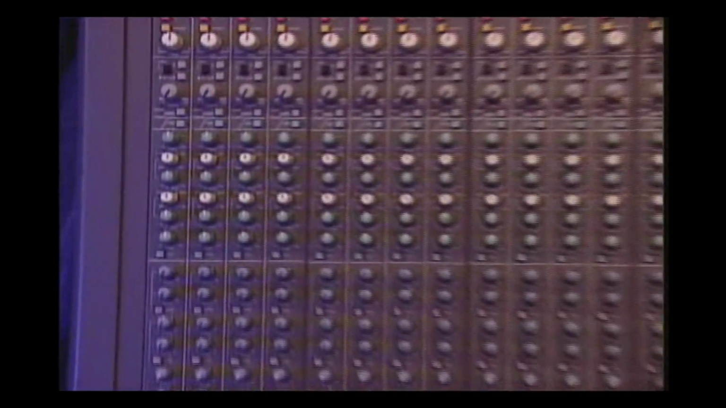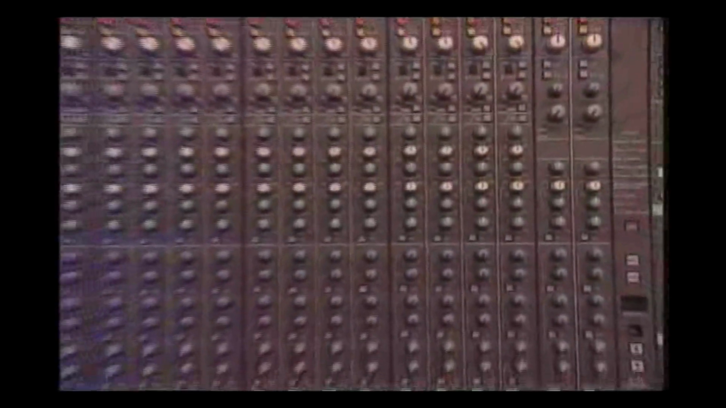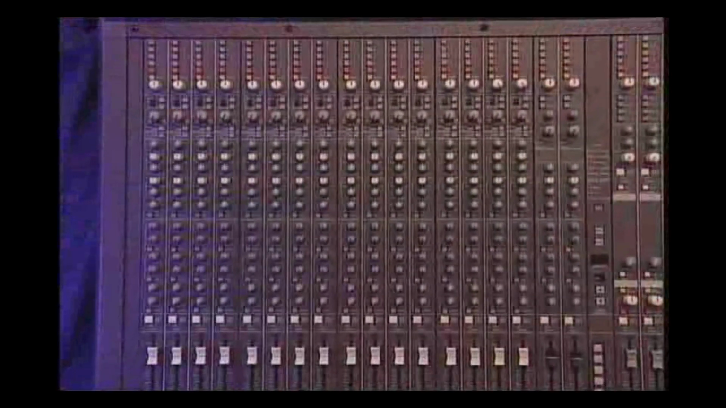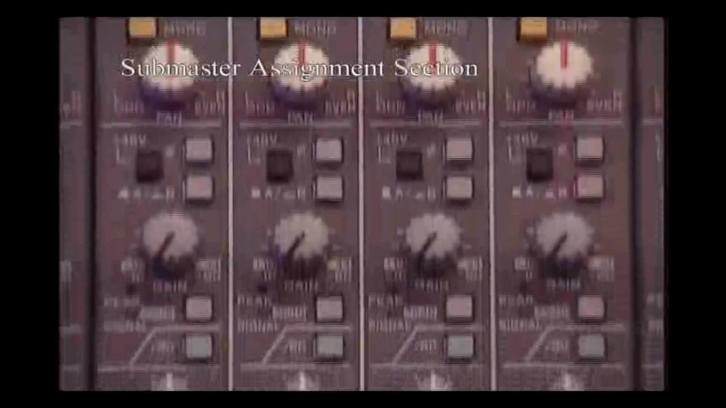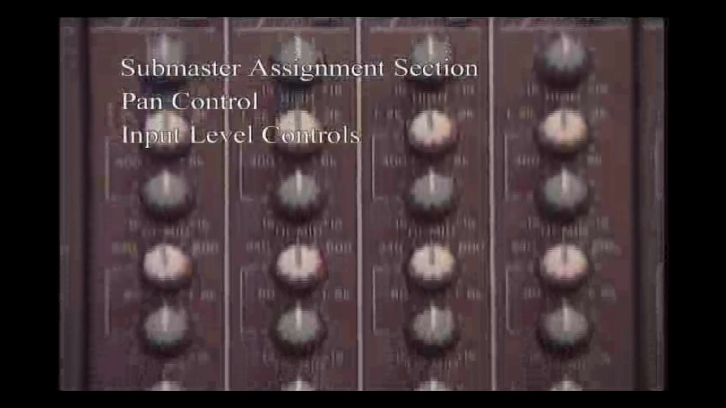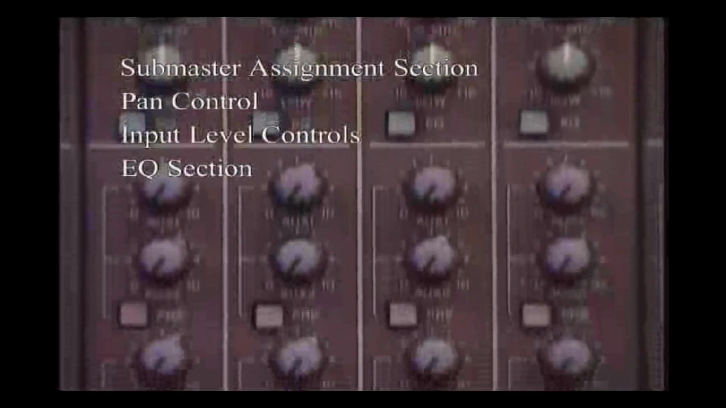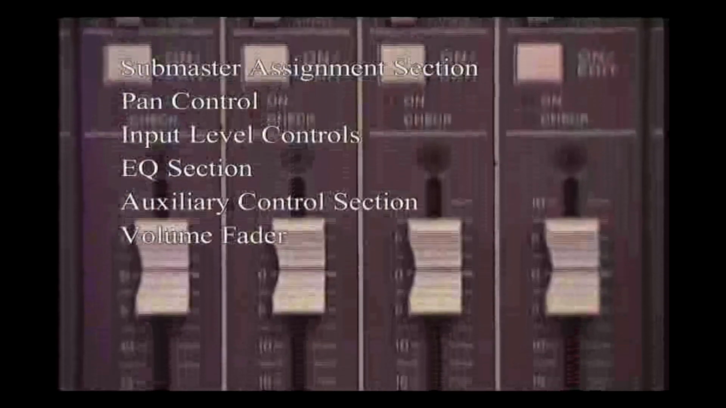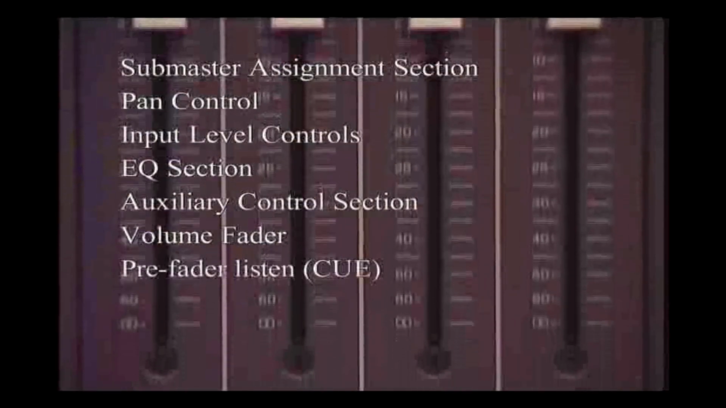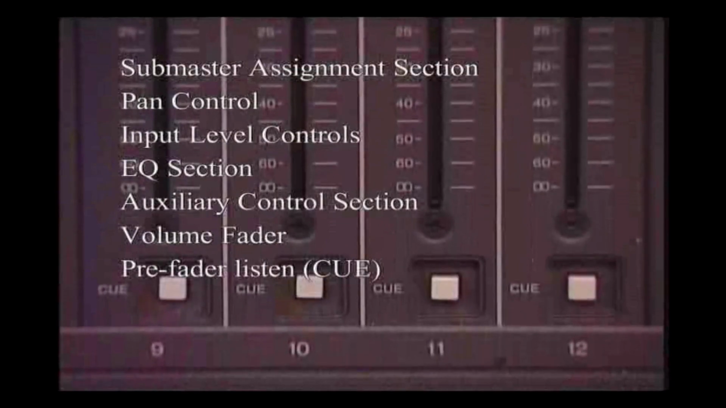As an added feature, this console also has 2 stereo input channels. Notice in the input section of the mixer that all 16 input channels are identical and contain the same controls. Each input channel or fader strip will commonly have a submaster assignment section, a pan control, input level controls, an EQ section, an auxiliary control section, the channel's volume fader, and a channel pre-fader listen or cue switch. Let's take a closer look at these controls starting from the top.